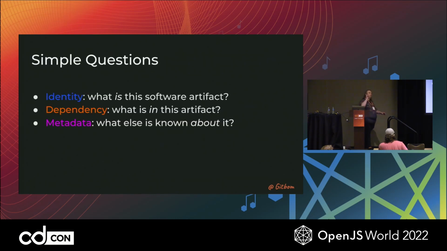And so we start by asking super simple questions, profoundly simple questions. The first one is identity. What is this software artifact? Maybe it's a container, maybe it's an executable, maybe it's a jar file that you're going to execute or load into a web server of some kind. Dependency. What's in this artifact? And when I talk about dependency, I really mean what went into it all the way back to the source code level. And then finally, metadata. What else do we know about this artifact?